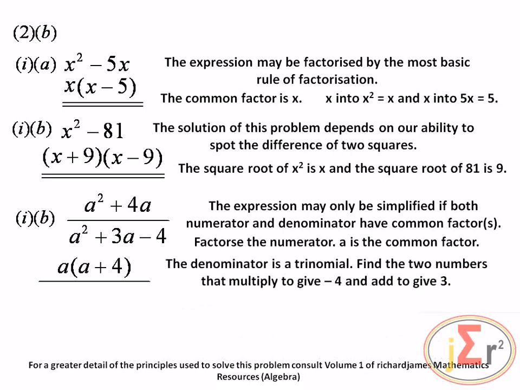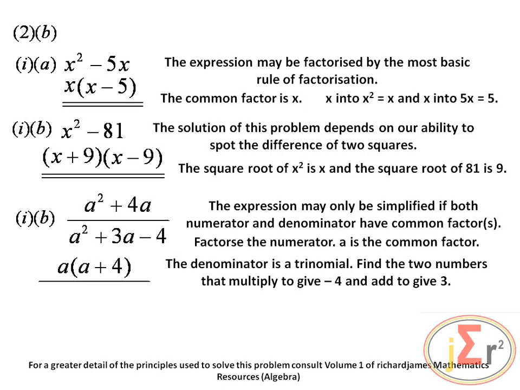The denominator is a trinomial. Find the two numbers that multiply to give negative 4 and add to give 3. So these two numbers should multiply to give negative 4, and when we add them, we get 3. What are those two numbers?